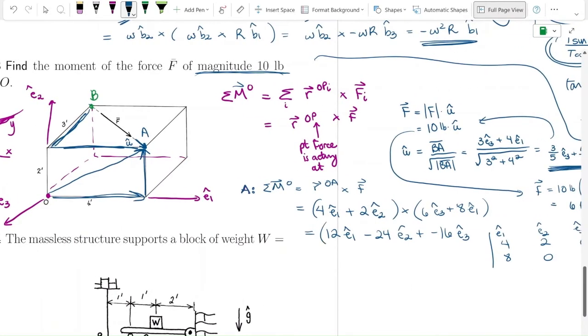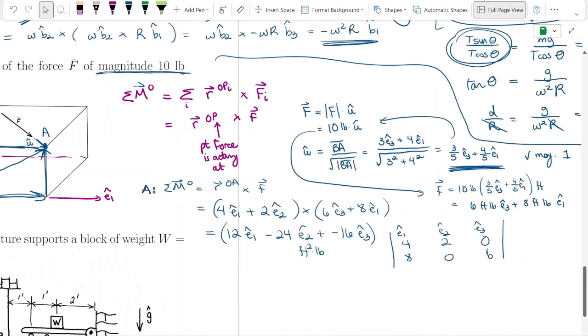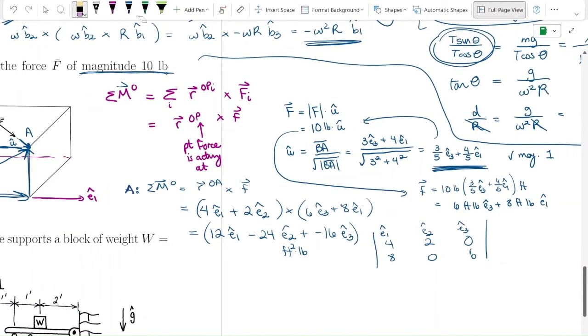And this is in terms of, based on units, foot-pounds, foot squared pounds? I think that would make sense. Wait, no. Wait, what? Oh, sorry. What am I doing? I'm so sorry. This is actually unitless. I don't know what I was thinking.